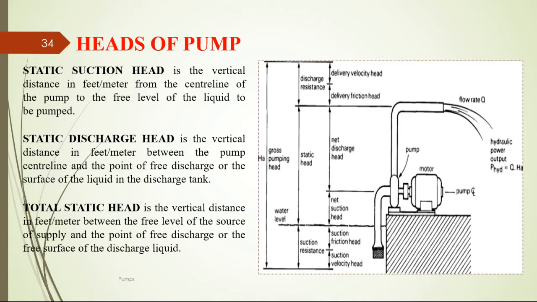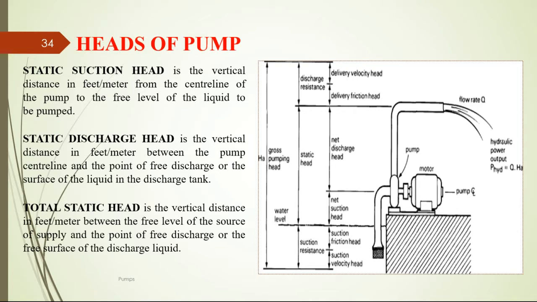Now there are different types of heads of pump available, which we are going to see in the next 2 to 3 slides. Out of that, first one is static suction head. It is the vertical distance in feet or meters from the center line of the pump to the free level of the liquid to be pumped. Second one is static discharge head. It is the vertical distance between the pump center line and the point of free discharge or the surface of the liquid in the discharge tank.